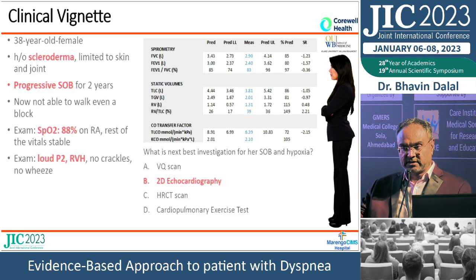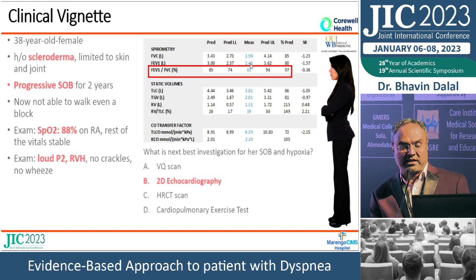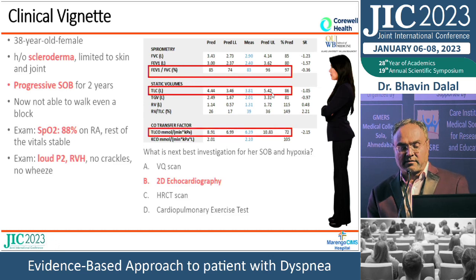Scleroderma. People with scleroderma are very highly likely to develop group 1 pulmonary hypertension, which we'll probably talk about tomorrow. Progressive shortness of breath and hypoxia, loud P2 and right ventricular heave. On the PFT, you can see that the FEV1/FVC ratio is normal. The ratio is 83%. The patient has a TLC which is normal, 86%, but the DLCO, or TLCO as in Europe, was significantly reduced.